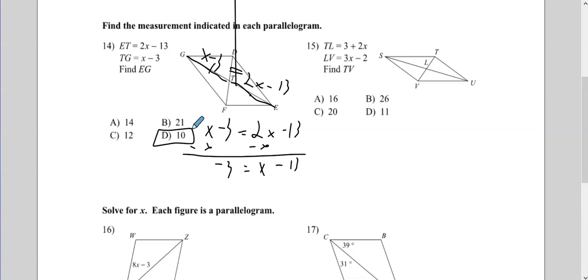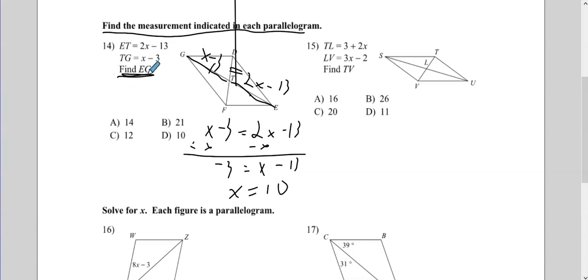But you've got to be careful. Is it asking for the measurement of x? No, it's not. Is it asking for x? No, it is not. So that's going to be the most common wrong answer on that problem. X is 10, but it's asking us to find the measurement of EG.